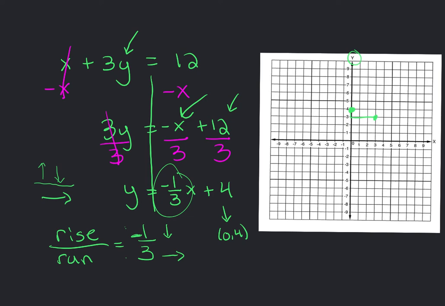Down 1/3. And then I can continue that pattern the other way. So I would go up 1, but then left 3. It's just the idea that I always want to go right to get my first point, and then I can go left once I get my pattern.